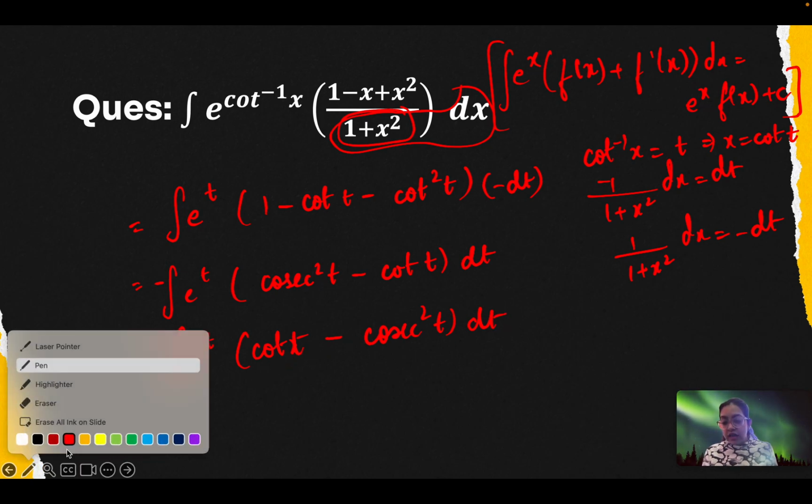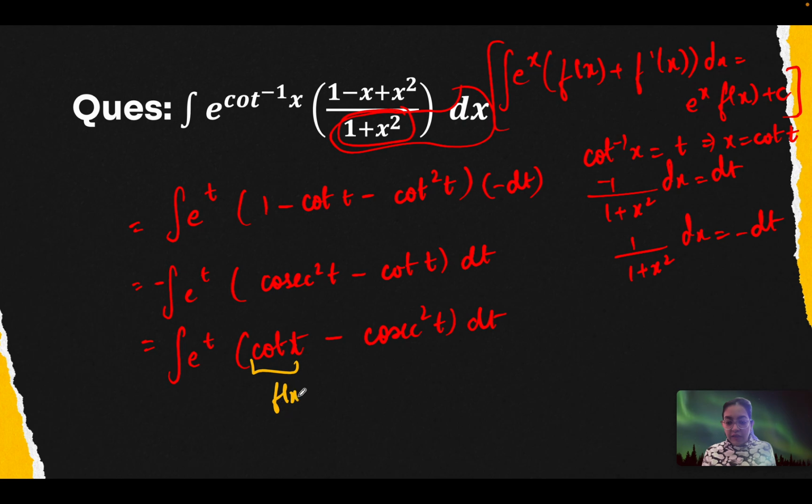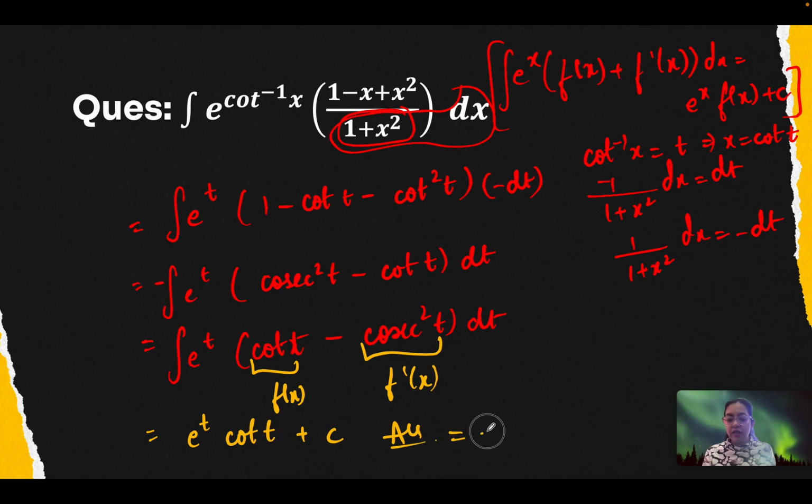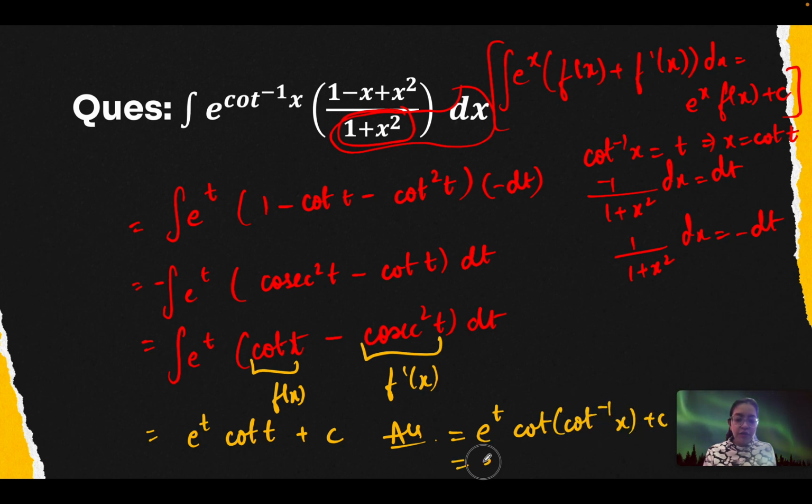Now we all know that this cot t is basically your f(x) and this cosecant square t is your f dash x. So what will be the answer for this integral? The answer would be e to the power t cot t plus c, and yes, that is going to be your answer, but just replace your t over here. So that would be e to the power t cot, and this t is going to be replaced by your cot inverse x. So cot inverse x plus c. So that would be your e, and just replace this t as well. Cot inverse x, this would be x plus c, and that is going to be your final answer.